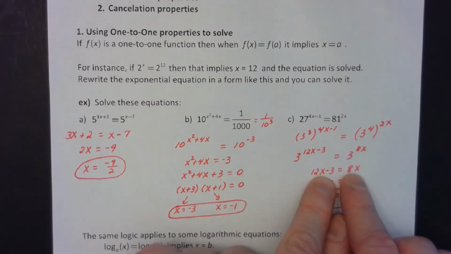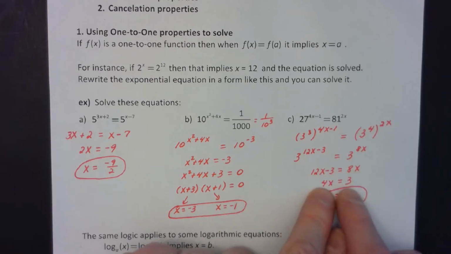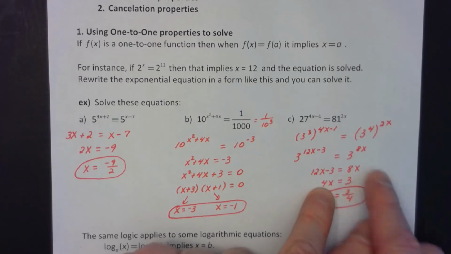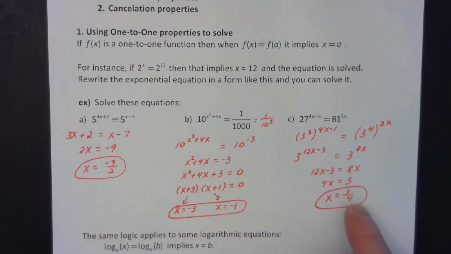So 12x minus 3 is equal to 8x. Subtract out 8x on each side, you get 4x is equal to positive 3 when you move the negative 3 to the right. x is equal to 3/4.